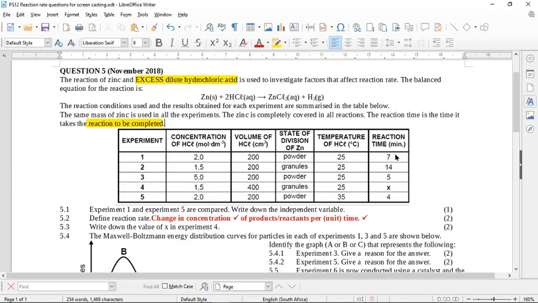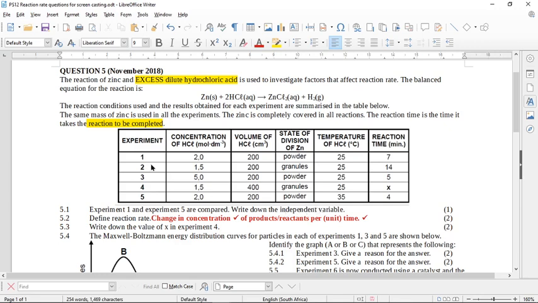And then the reaction time. Obviously you can see this one is the fastest. The second fastest is this one, which is not a surprise because it's got the huge concentration. So let's go have a look at the question after we've tried to understand what's going on in the table. It says experiment 1 and experiment 5 are compared. Write down the independent variable.